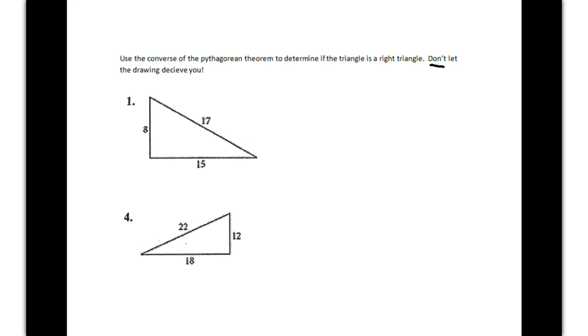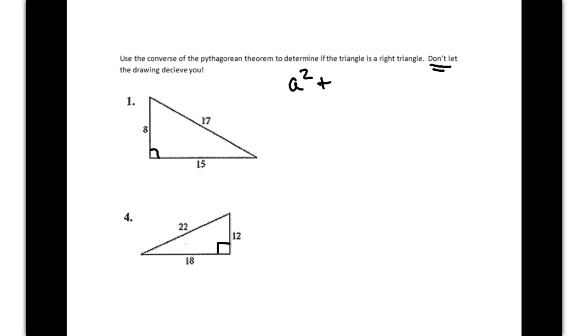Now, the thing here is don't let the drawing deceive you. I know that this one looks like a right triangle. I know that this one looks like a right triangle. But if we physically try to construct it, if we had a piece of string that was 8 and a piece of string that's 15 and a piece of string that's 17, would they actually be put together to form a right angle or not? So what we're going to do is, first of all, put the numbers in order and see if they actually form a right triangle or not.